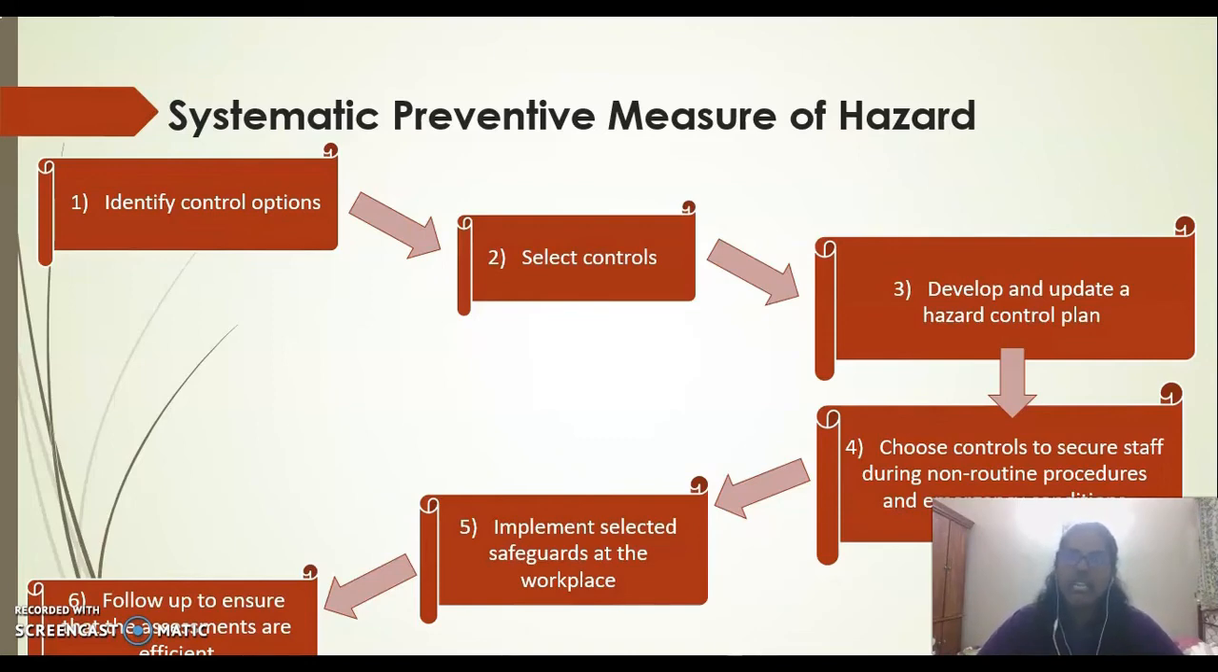And number 5 is implement selected safeguards at the workplace, meaning implement risk management steps in line with the objective to settle on a trade control strategy. The 6th is follow up to ensure that the assessments are efficient. It is so important for the assessment to be efficient in order to ensure sufficient security.